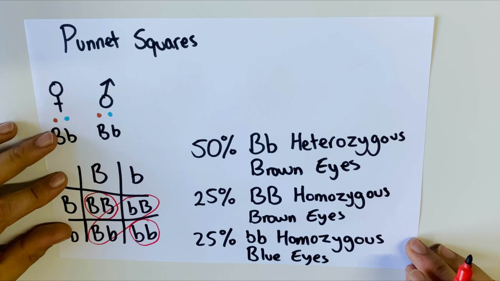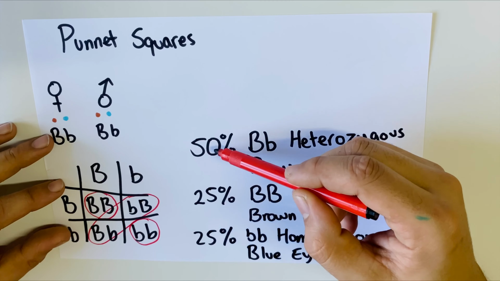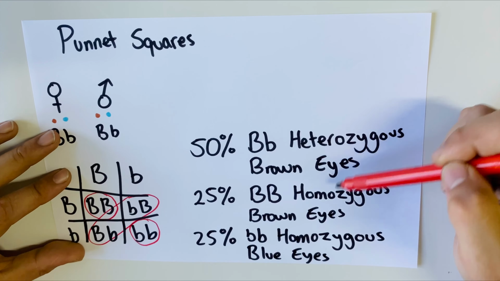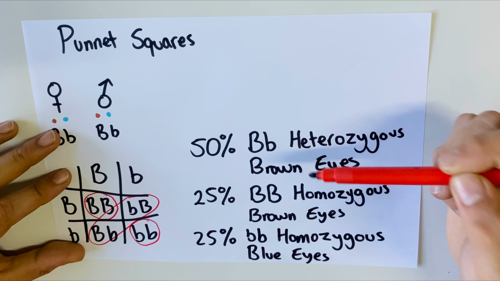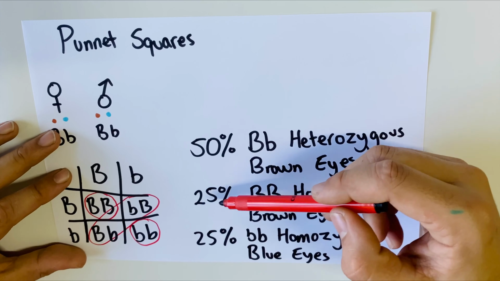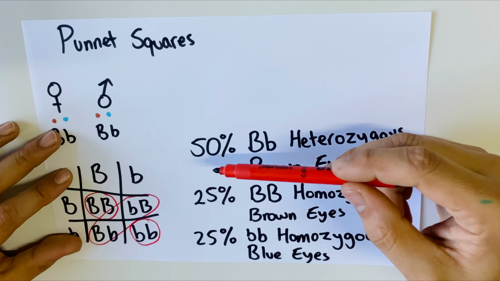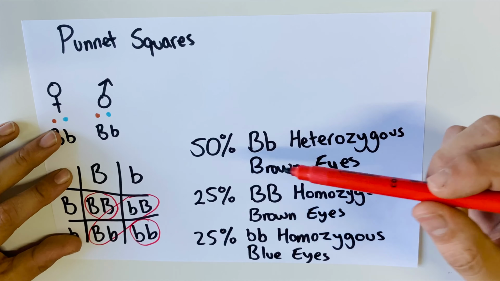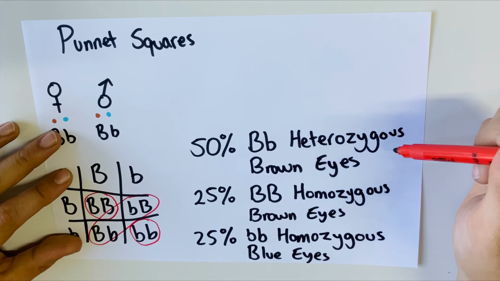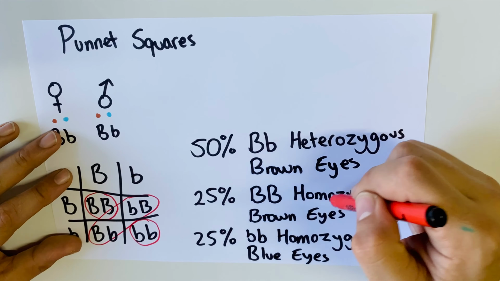Key to note here, however, you've actually got a 75% chance, so 50 plus 25, that the offspring will have brown eyes. However, 25% of all offspring will be brown eyes but homozygous, and half, 50% of all possible offspring will be brown eyes also, but they will be heterozygous. But there would be no visual way to tell these 2 offspring apart.